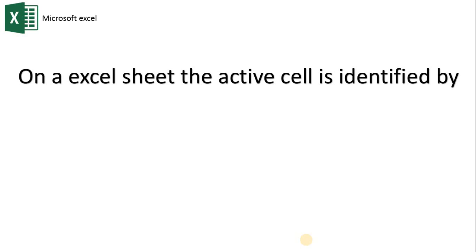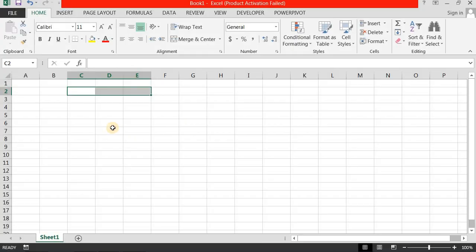On an Excel sheet, the active cell is identified by a thick border. See, when a cell is active, we can see a thick border around the cell.